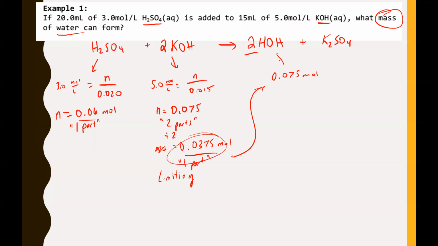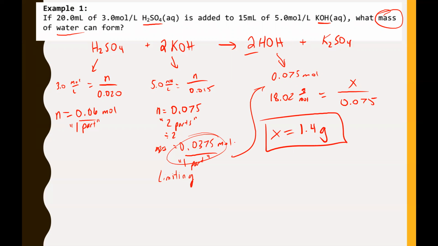So since we know how many moles of water will form from this reaction, we need to use the molar mass. The molar mass of water is just 2 hydrogens plus 1 oxygen. I'll let you figure that one out on your own, but it's going to be 18.02 grams per mole. So that's going to equal some number of grams over some number of moles, which we know. Multiply it over to the other side. Long story short, you are going to find, with just 2 sig digs here, 1.4 grams of water formed.